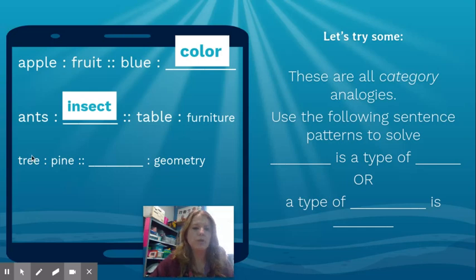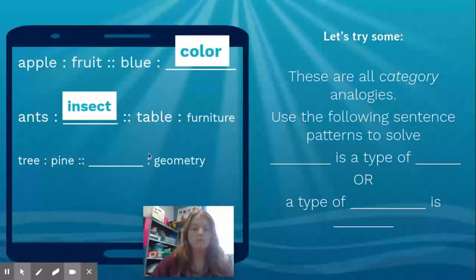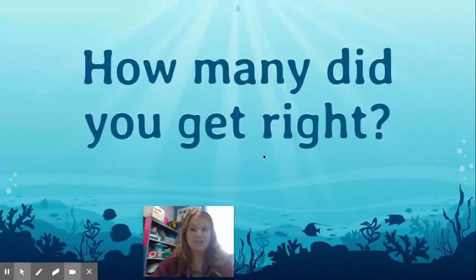Last one, I have tree is to pine as blank is to geometry. Tree is a type of pine. That one doesn't make sense. A type of tree is pine, or a pine. That makes sense. So a type of blank is geometry. Well, geometry is a type of what? Hopefully you said math. So we use that sentence pattern to help us solve those category analogies. How many did you get right? How did you do?